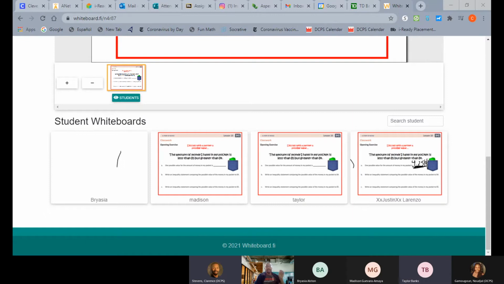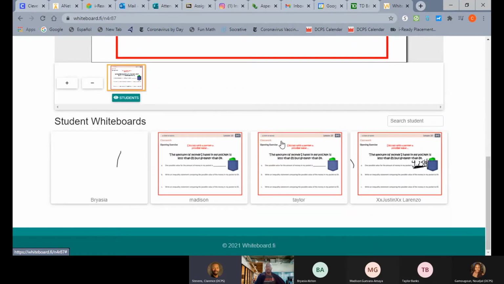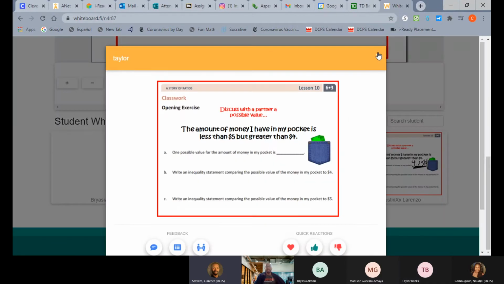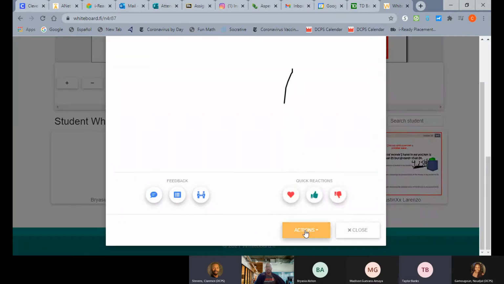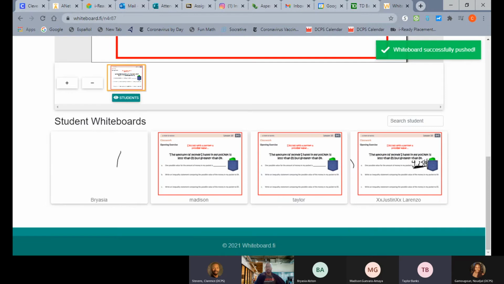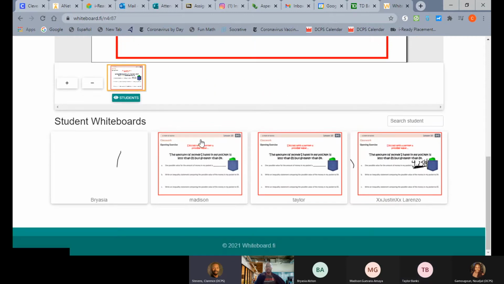Taylor, what's a value that you think works? Has to be less than 5, but greater than 4. Because so far I don't see anything on your whiteboard. 450. Okay, yeah, 450 works. Very good. Madison, I don't see anything on your whiteboard either. So what's a value that works?